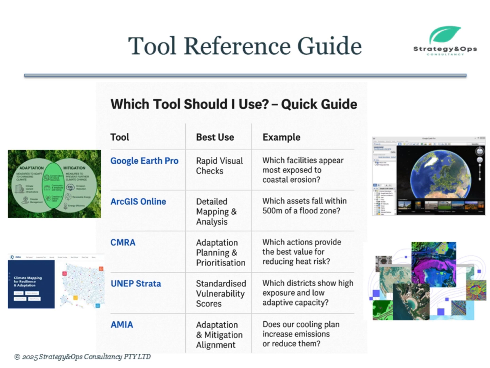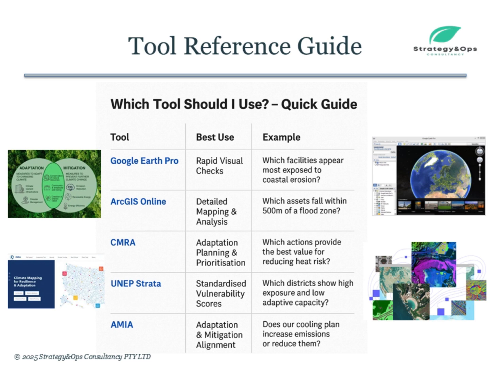ArcGIS Online is the best choice when you need deeper analysis. If your task involves buffers, overlays, exposure statistics, or building multi-layer maps for planning, ArcGIS provides the analytical power required. CMRA is the go-to tool once you shift from understanding risk to planning adaptation. It helps quantify resilience gaps, compare interventions, and rank adaptation options under different climate scenarios.